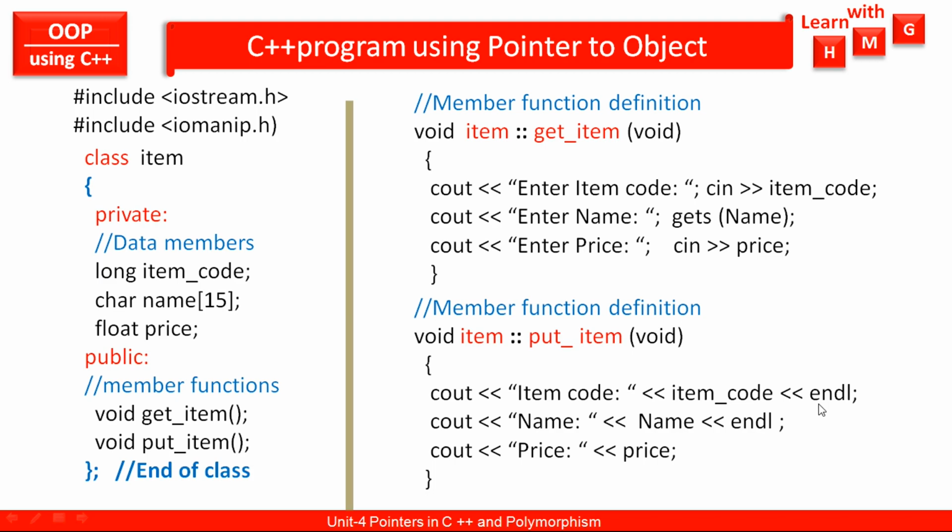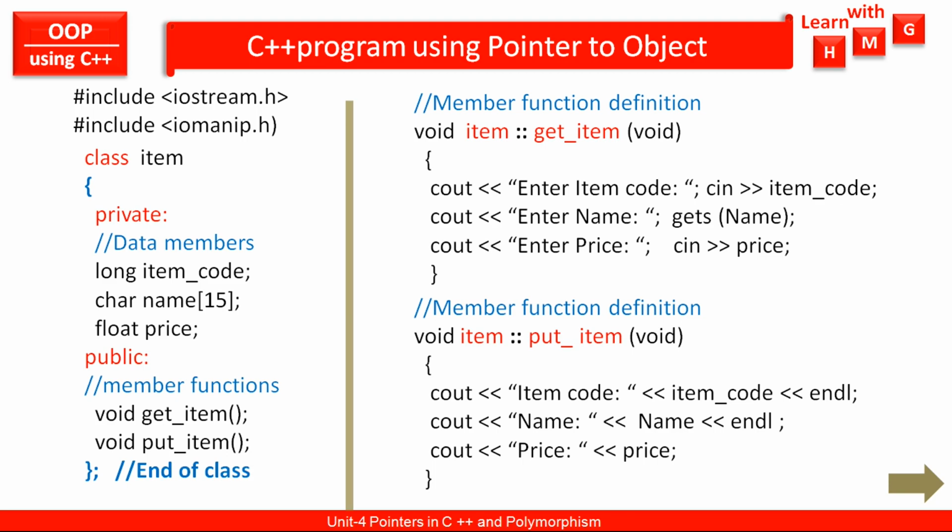So here endl indicates the end of line, and it is included in the iomanip.h header file, and that's why here at the beginning I have included iomanip.h, which is the input output manipulation header file. So like this, we have completed the definition of class item.